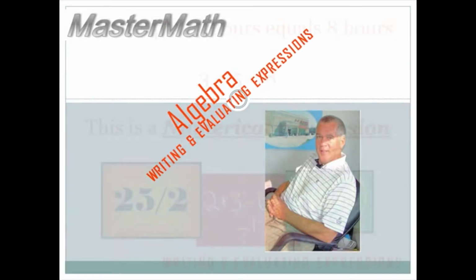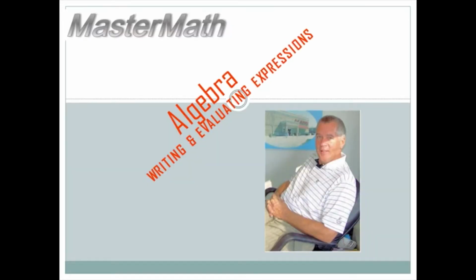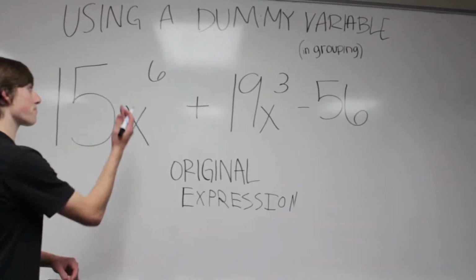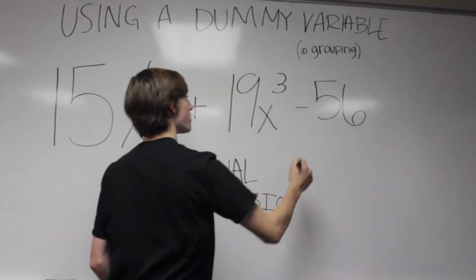Hello folks. Today we're going to use a dummy variable and the grouping method to factor a quadratic with a leading coefficient other than 1. So we have 15x to the 6th plus 19x cubed minus 56.